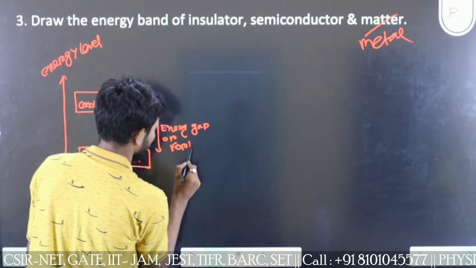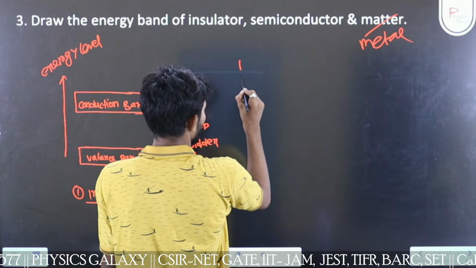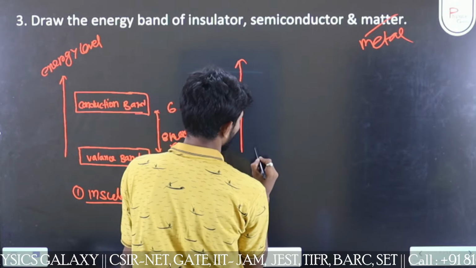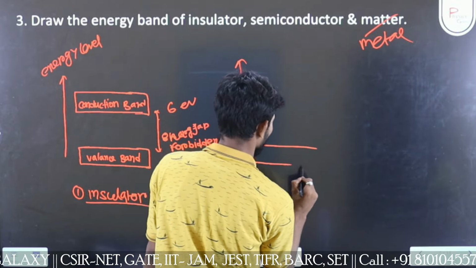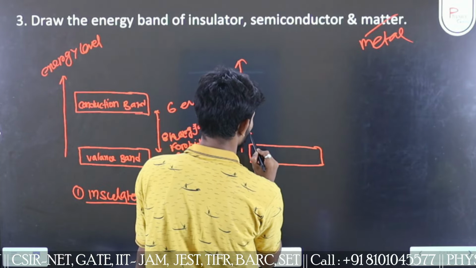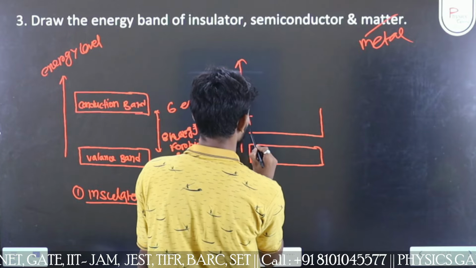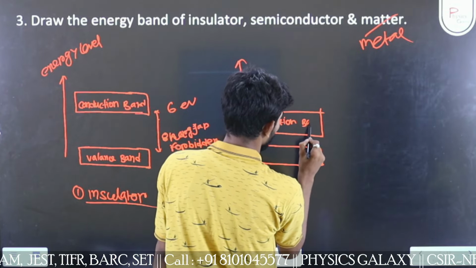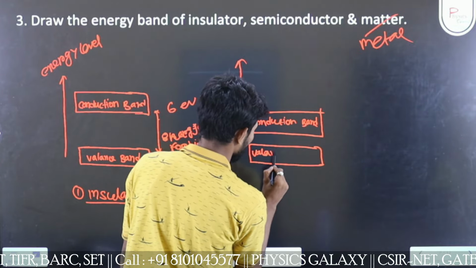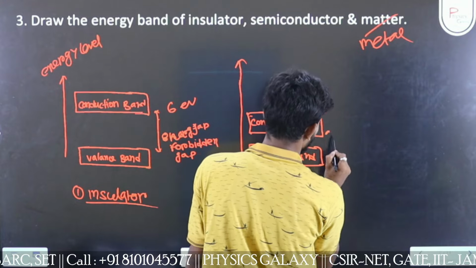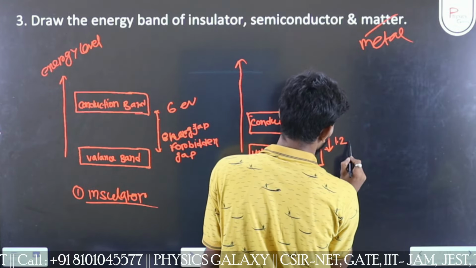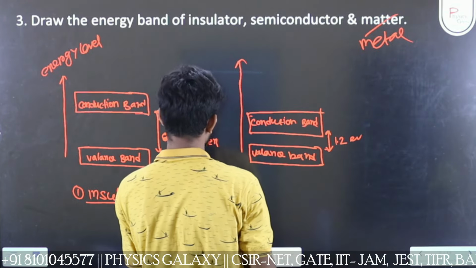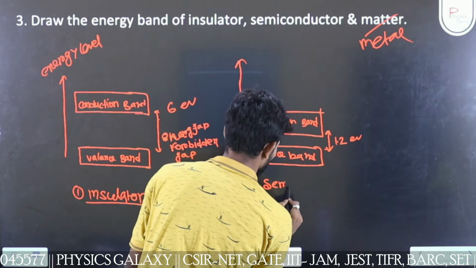This is for the case of an insulator. And this is the conduction band. Here the gap is about 1.2 electron volts. This is for a semiconductor.